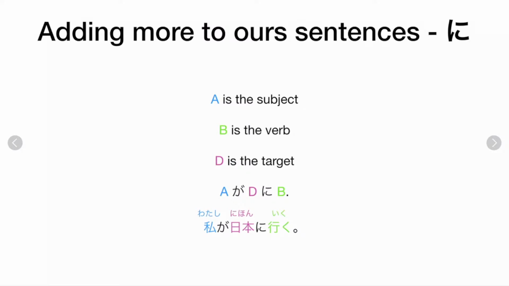Ni is the target of an action. So some verbs don't act on objects, but they can have a target. For example, if you're going to throw a ball, who are you throwing the ball to? That's your target. So the way you would use the target, we'll call it D, is A ga D ni, and then your B. So, watashi ga nihon ni iku. Iku is to go, and so where you're going is the target of the action iku, and that would be nihon ni, right? So you mark it with this ni.